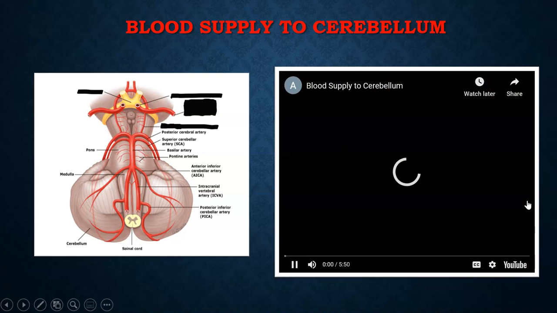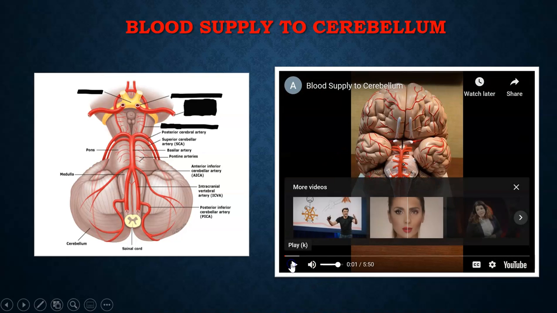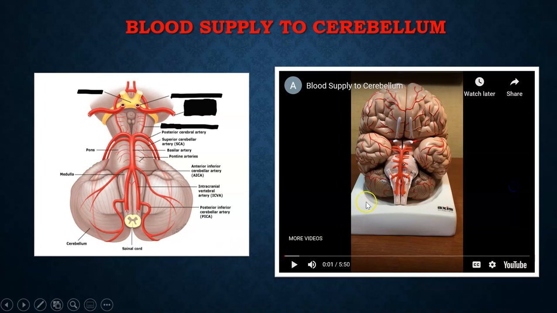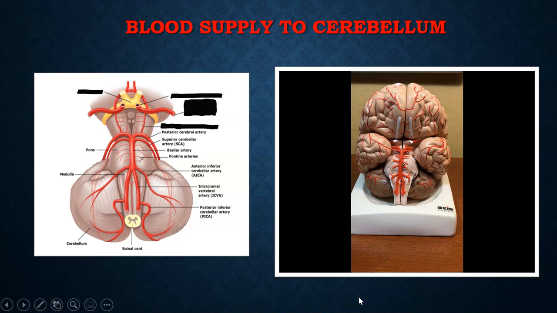First we will discuss the blood supply system to the cerebellum. Okay, let's play the video. In this video, we will discuss the blood supply to your cerebellum and the brainstem. Again, the brainstem has three parts: midbrain, pons, and medulla.